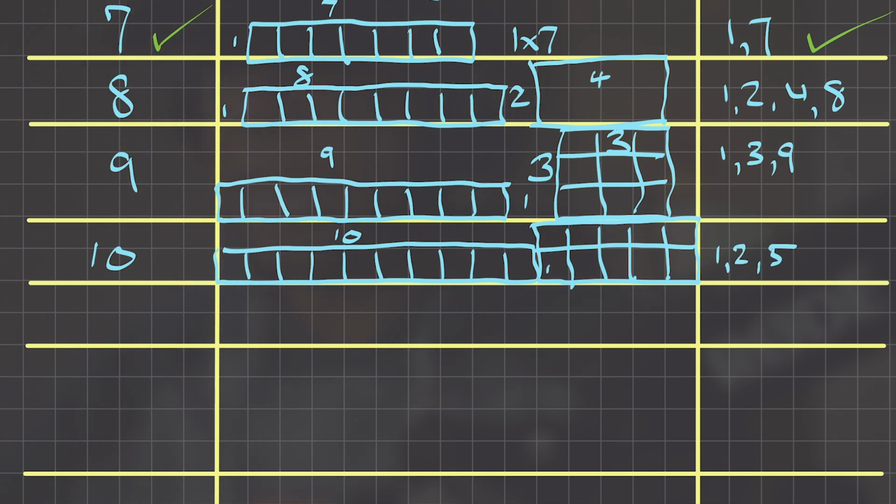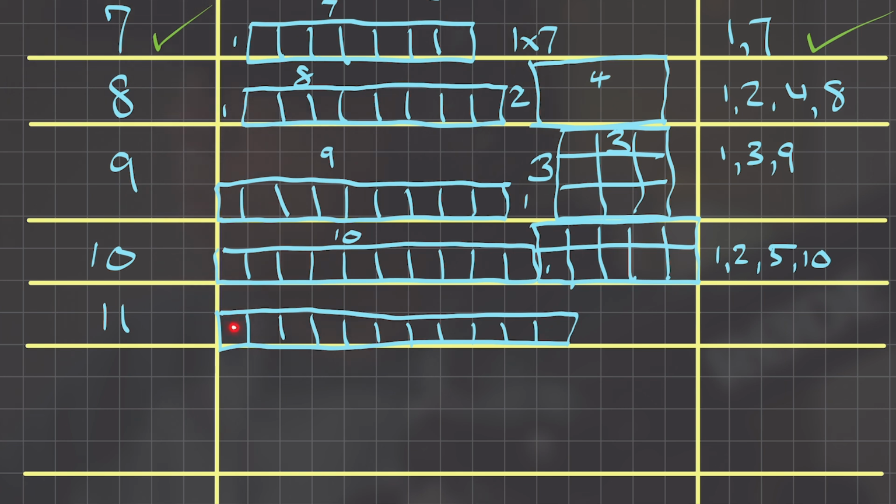The next number, 11, is odd, so it's got a chance. We have a 1 by 11 array. And there are no other arrays that I can draw that will show me equal groups with a total of 11. 11 is prime, 1 and 11 are its factors.